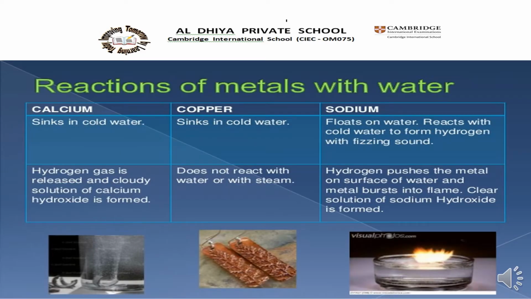Next is the reactions of metals with water. The group 1 metals react vigorously with water. The metals nearest the bottom of group 1 in the periodic table react more vigorously than those at the top. Some metals will react with hot water or steam, but not with cold water. Here are some examples.